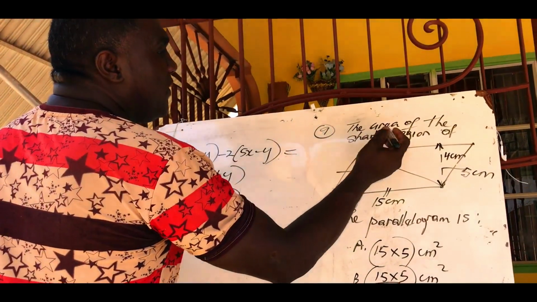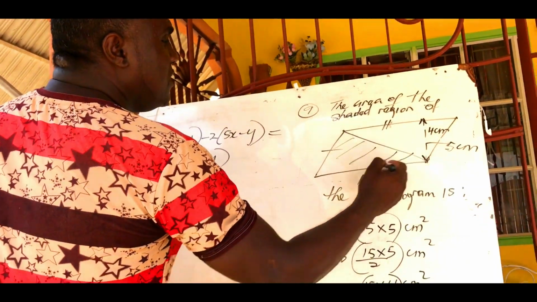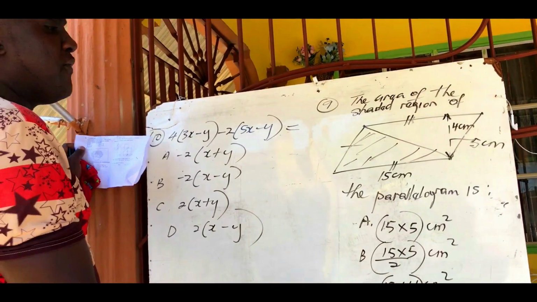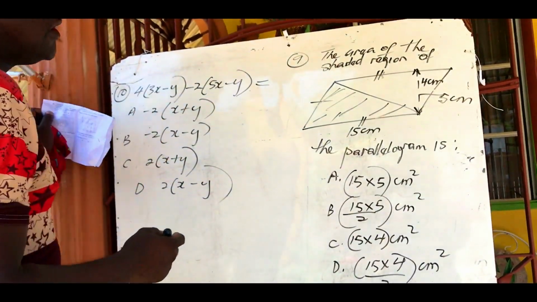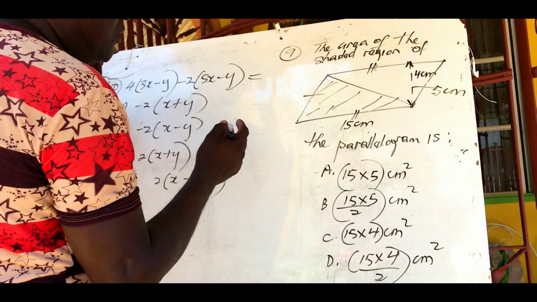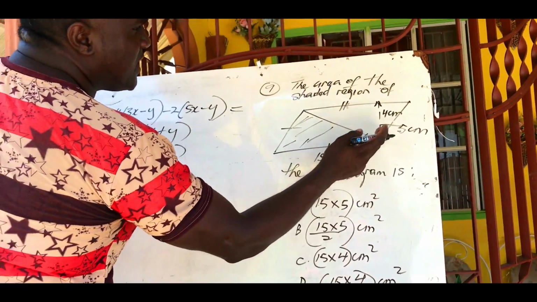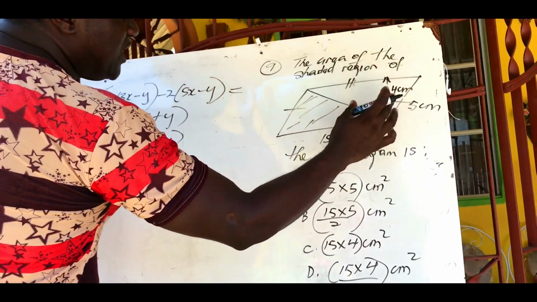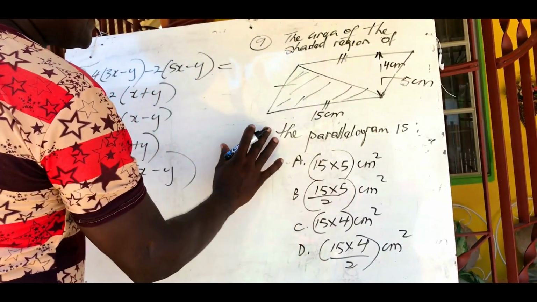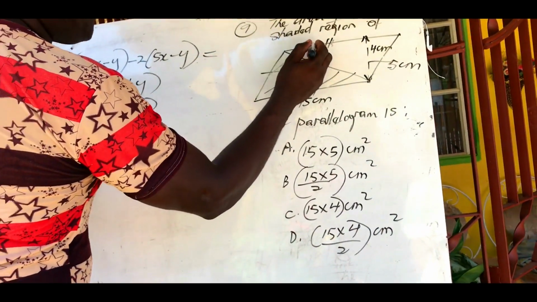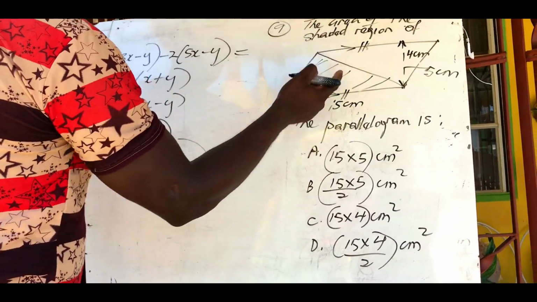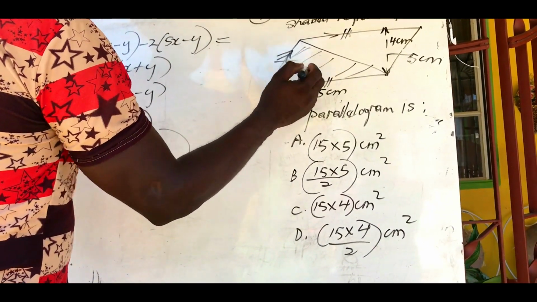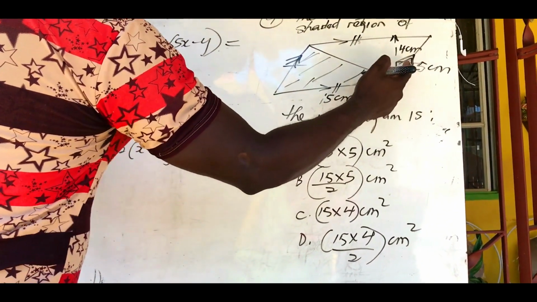Now number 9, the area of the shaded region of the parallelogram. Now here we have a parallelogram. Now properties of the parallelogram. A parallelogram is a quadrilateral, and a quadrilateral is a polygon that has 4 sides. Now this side is parallel and equal to this side in the parallelogram. This side is parallel and equal to this side.